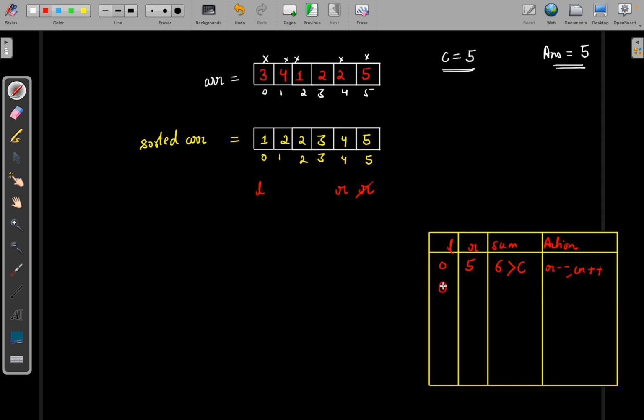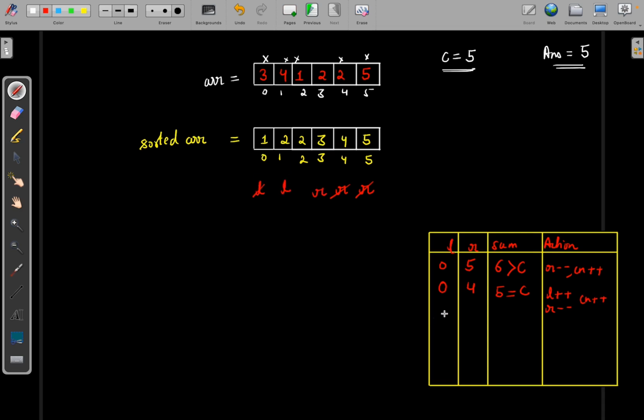Okay, now again let's check. L is still 0, R is at 4 now, and the sum of 0 plus 4 elements is 5, which is equal to capacity. So what will we do? We will do L plus plus, right? We will move this pointer because it can be filled by both the persons. So I am moving both the pointers, and then we will do count plus plus because one boat is filled. So R will be here, L will be here.